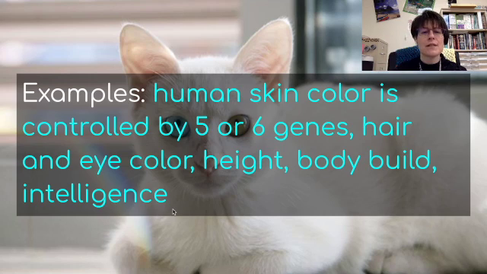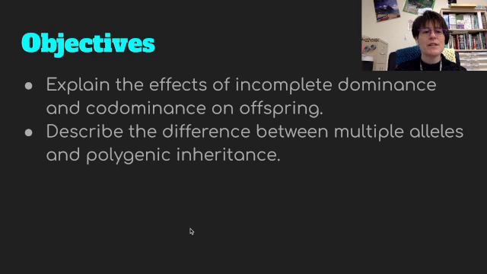So, genetics is a lot of times a lot more complex and not as straightforward as just one gene for everything that is either dominant or recessive. There are lots of other things that we have discovered about this that we're going to investigate. So, our objectives today were to explain the effects of incomplete dominance and codominance on offspring and describe the difference between multiple alleles and polygenic inheritance.